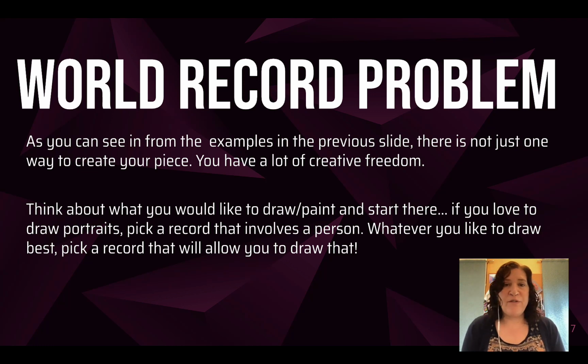You have a lot of creative freedom. And this is a good place to start. Think about what you like to draw or paint and start there. If you love to draw portraits, pick a record that involves a person. Whatever you like to draw, pick that record and it'll allow you to draw that. So maybe you love to draw animals. Try to think about the world's largest house cat or whatever it is. That's a good place to sort of start your ideas.